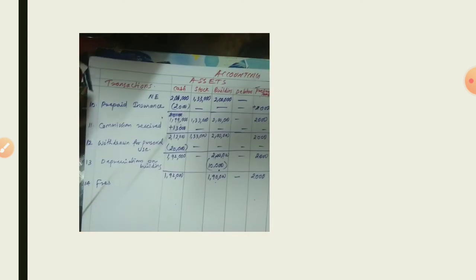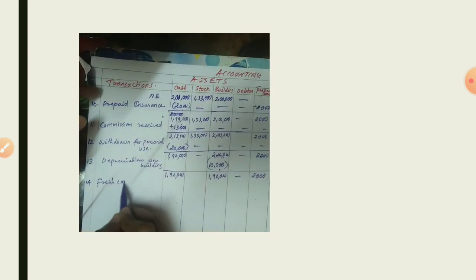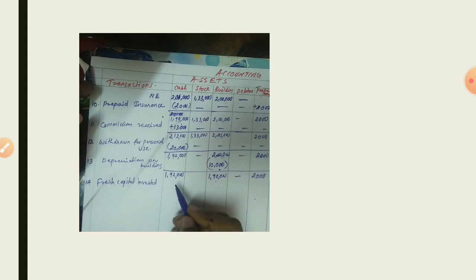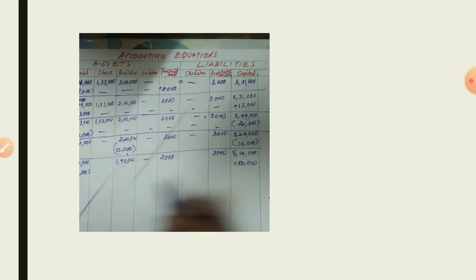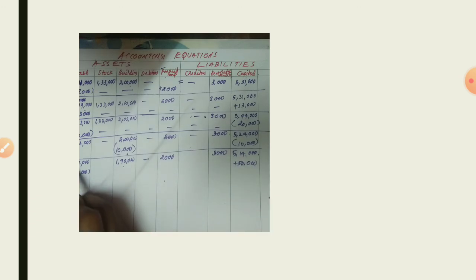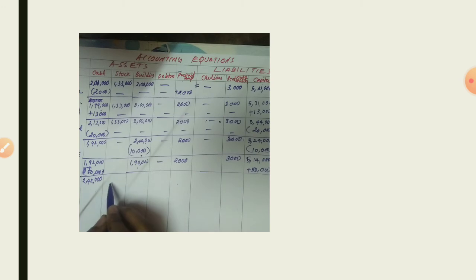Fresh capital invested. So again he brought capital. So that also same like a capital only. How much? 50,000. So if a capital means it is cash in one side and capital in another side. So both the side increase only. Sorry, this is not minus, this is plus only. Cash came. So 1,92,000 plus 50,000, 2,42,000. Okay, 2,42,000.